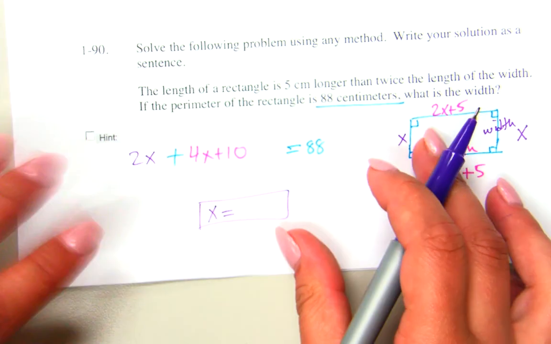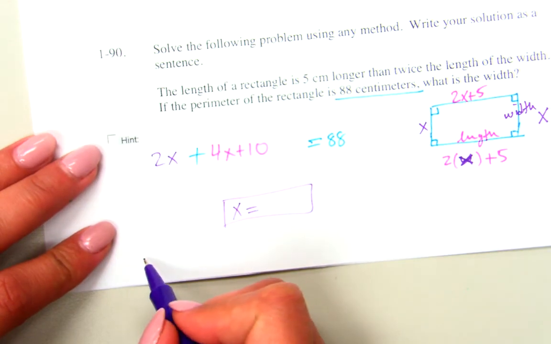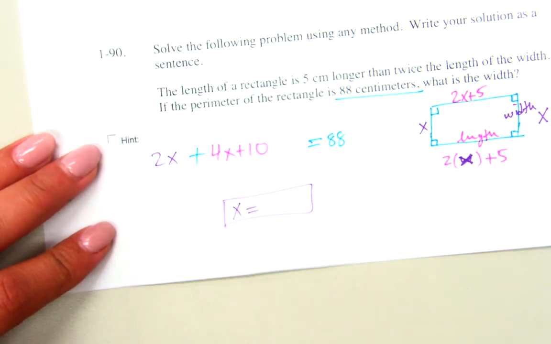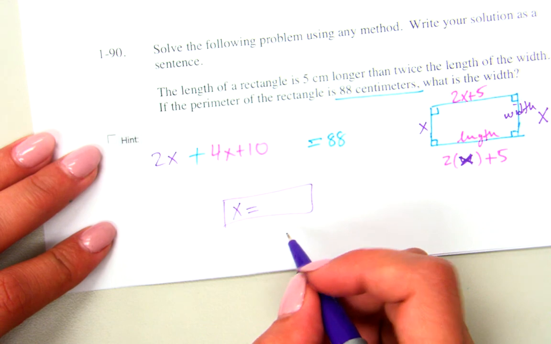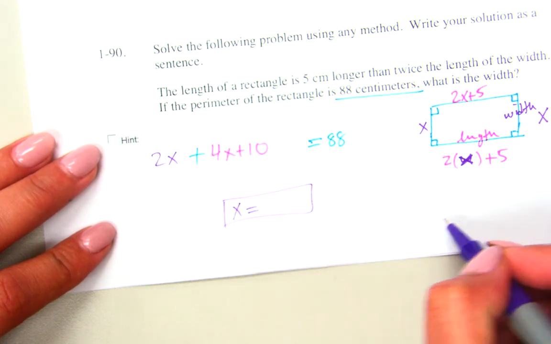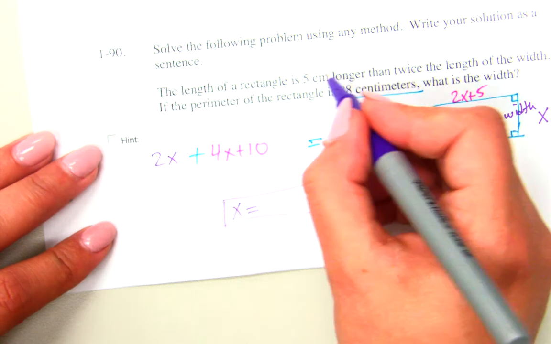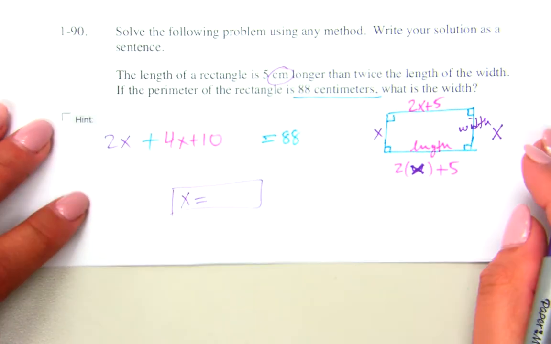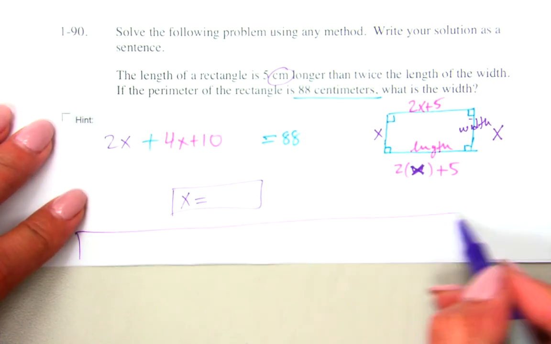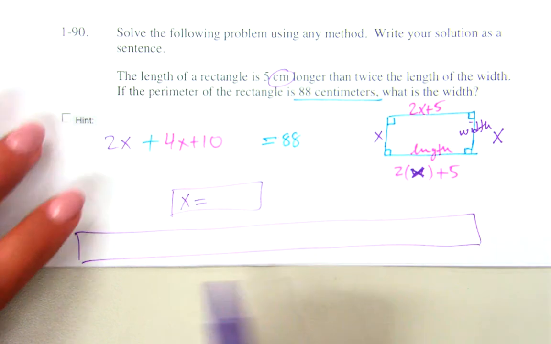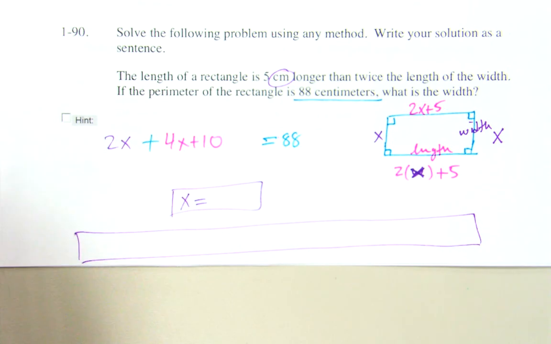x equals something. And then, in a sentence, because that's what I want you to do, write your solution as a sentence. You would say, the width of the rectangle is blah, blah, blah centimeters. Because remember, we still have units in this problem. So you need a finalized sentence to answer your actual solution.